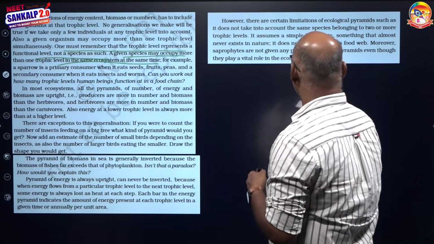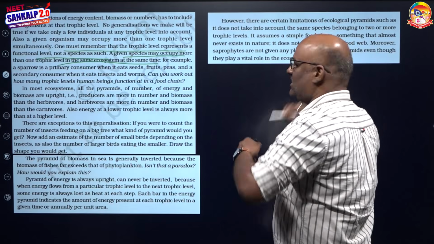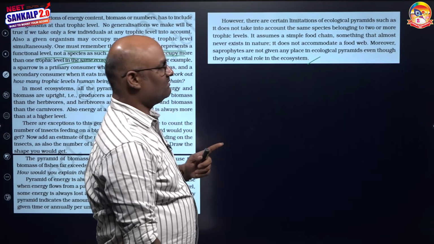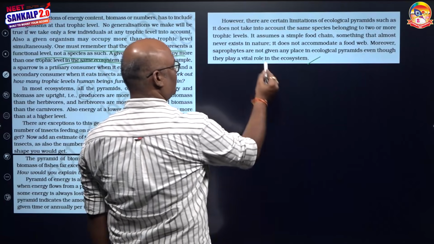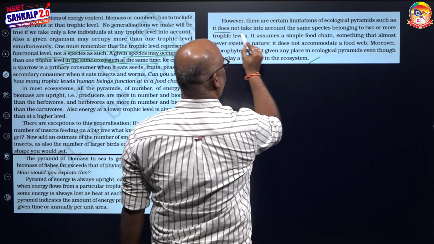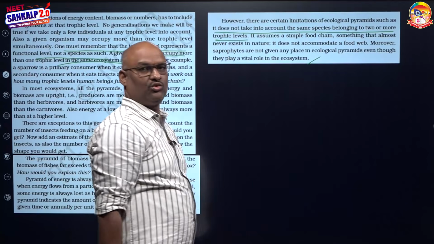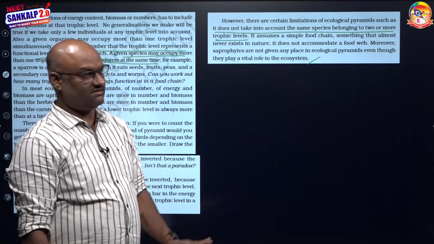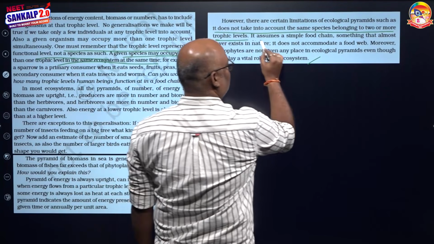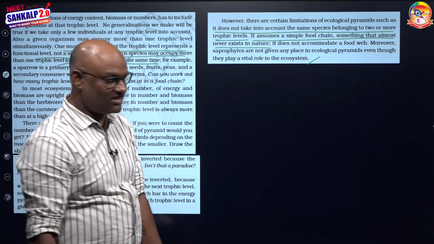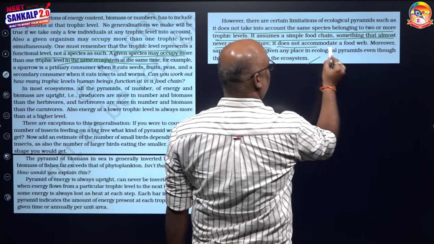Then, the limitations of the ecological pyramids. What are the limitations of ecological pyramids? Ecological pyramids do not take into account species belonging to two or more trophic levels. Very important. It assumes a simple food chain that almost never exists in nature. It does not accommodate a food web.